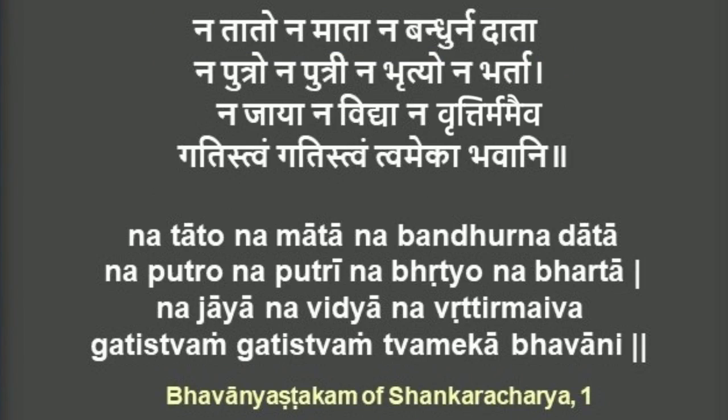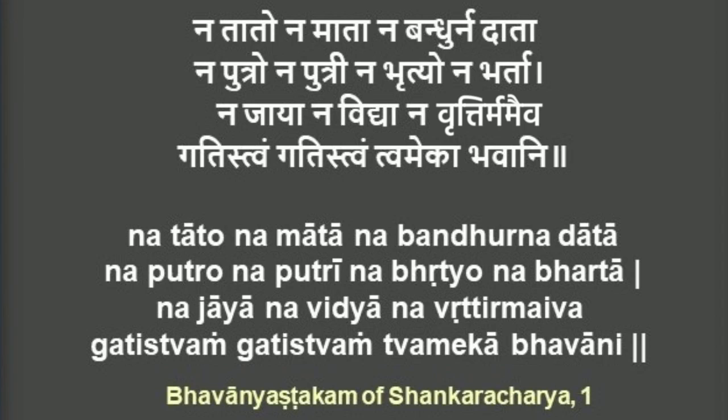Here na is laghu, ta is guru, to is guru. Then again, na is laghu, ma is guru, ta is guru, na is laghu, ban is guru, dhur is guru, na is laghu, da is guru, ta is guru. So na ta to, na ma ta, na bandhur, na da ta: laghu guru guru, laghu guru guru, laghu guru guru, laghu guru guru. This is how one counts the syllables in a metrical line.